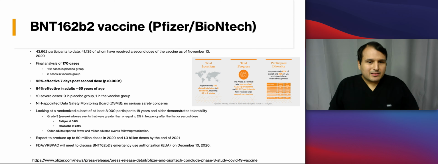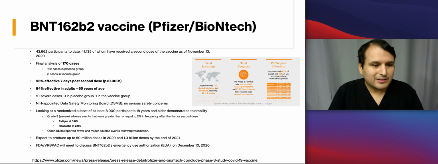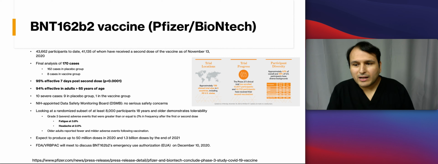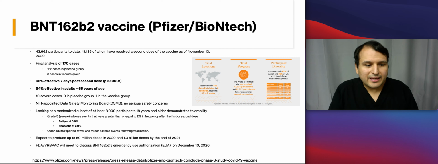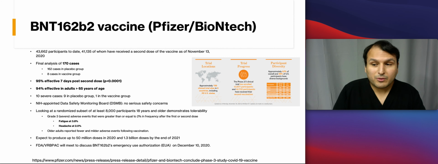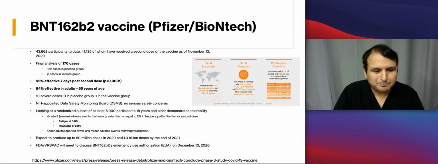But this is the Pfizer vaccine, and so this is the final analysis. They looked at 170 cases of COVID-19 in the trial of 43,000 people. Of those 170 cases, 162 people had it in the placebo group, 8 cases in the vaccine group. So if you do the math, 90% effective after 1 week after their second dose. And then it was 94% effective in patients that were over the age of 65. They had severe cases, 9 in the placebo group and only 1 in the vaccine group.